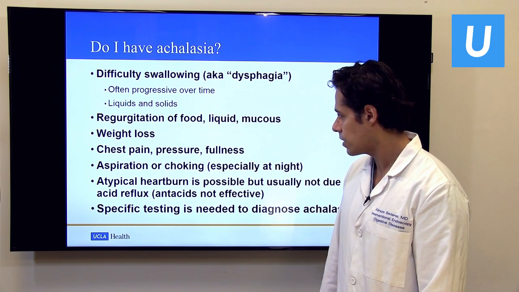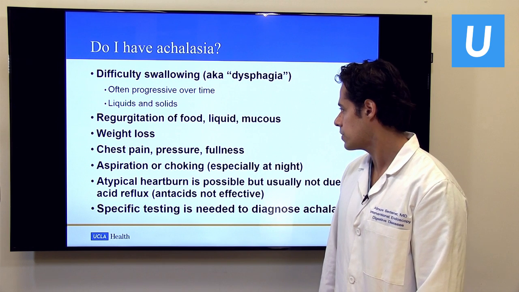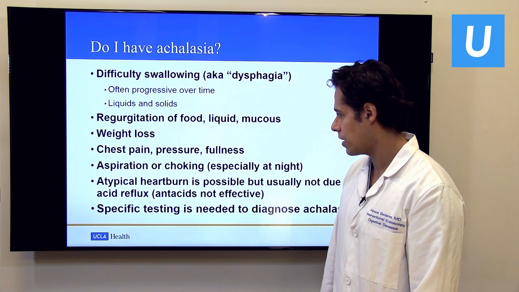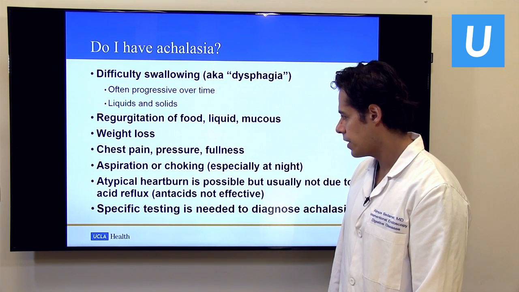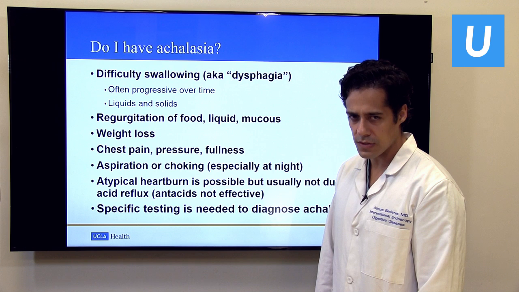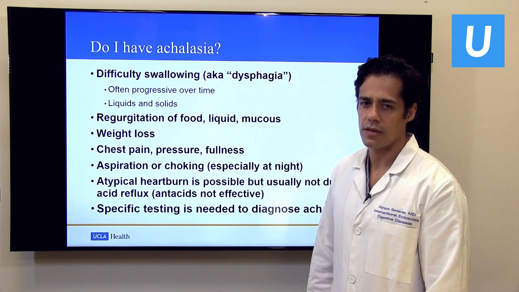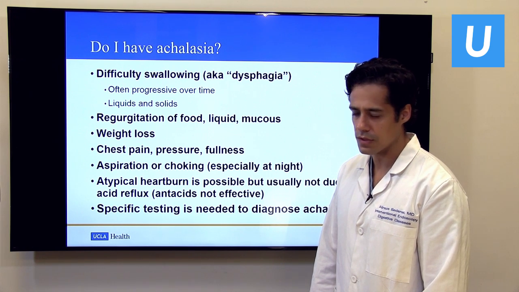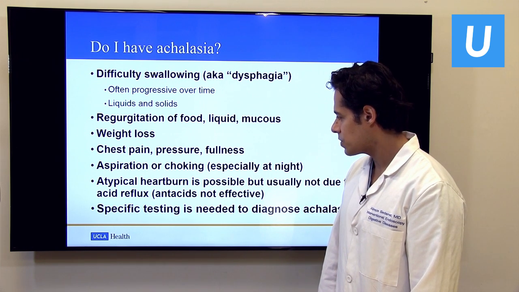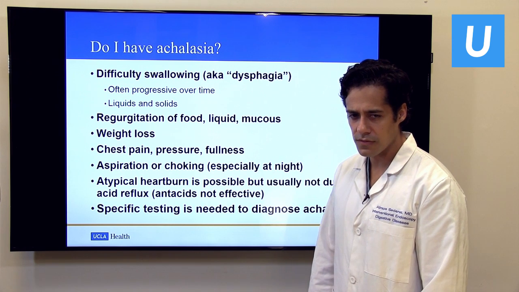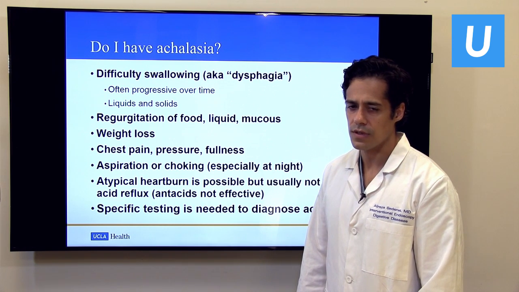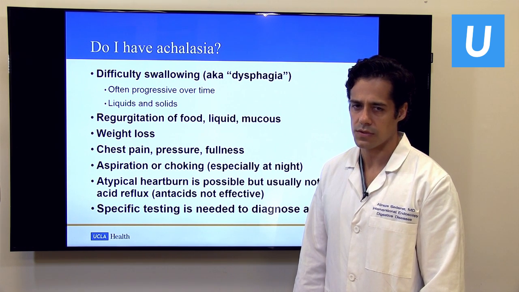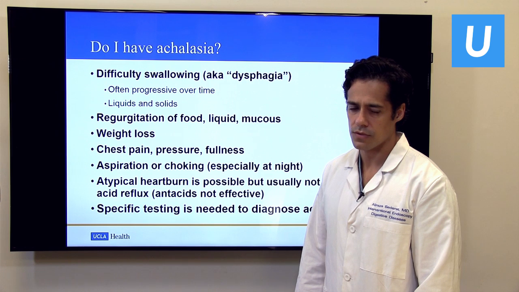So you can have regurgitation of liquid mucus or undigested food, weight loss because nutrients aren't getting where they're supposed to go. There can be pain in the chest, pressure, fullness. There can be aspiration or choking sensations, especially when food comes up at night and can enter the lungs. That can be very disturbing and can even cause pneumonia that can be serious. Heartburn is possible. It's usually atypical and chiefly doesn't respond to normal antacids. It's sometimes difficult to distinguish achalasia in the early stage just based on symptoms alone from normal acid reflux, which is far more common.